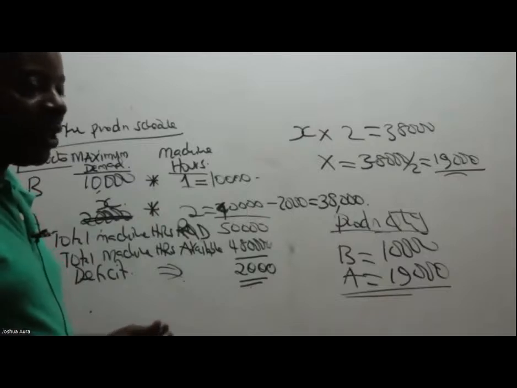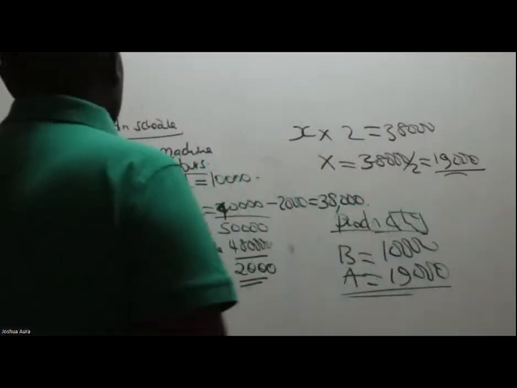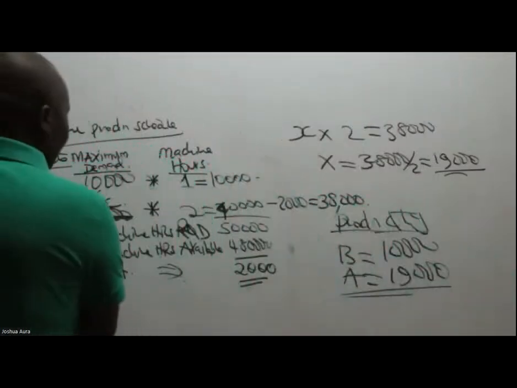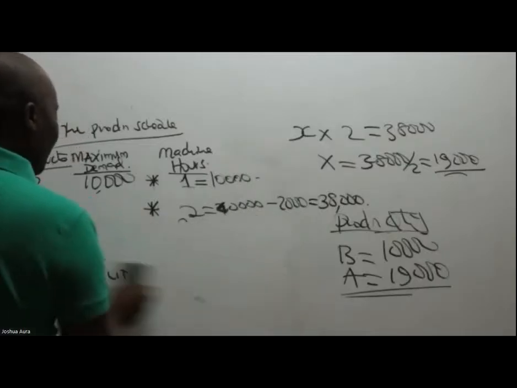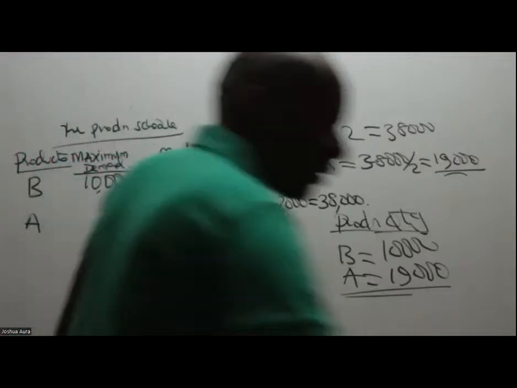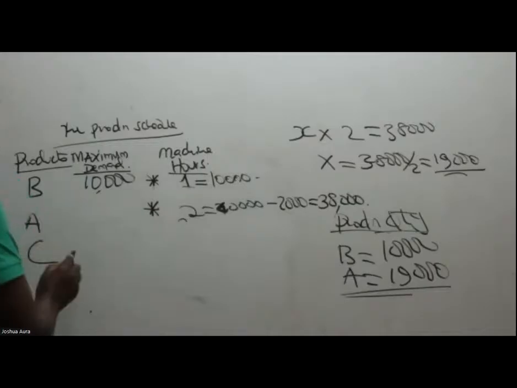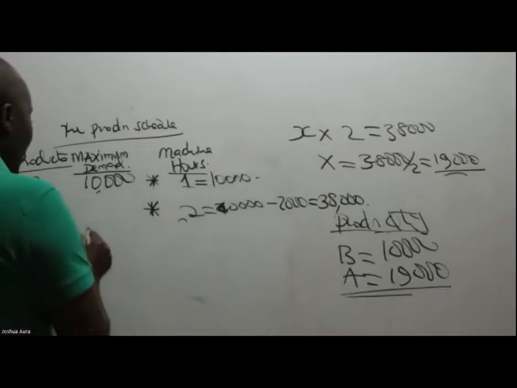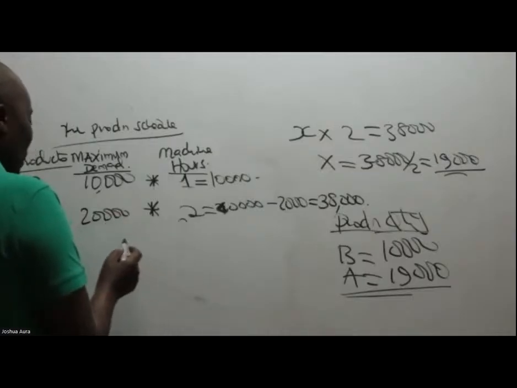Now listen to me very carefully. What if you had this arrangement? BAC, assuming C in this case, so this is 20,000 times 2, giving us 40,000.